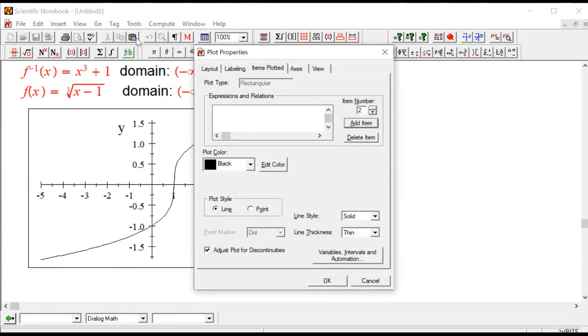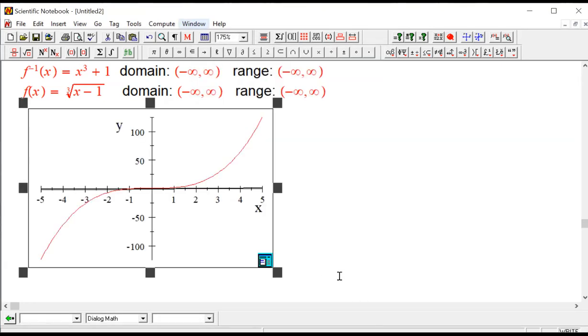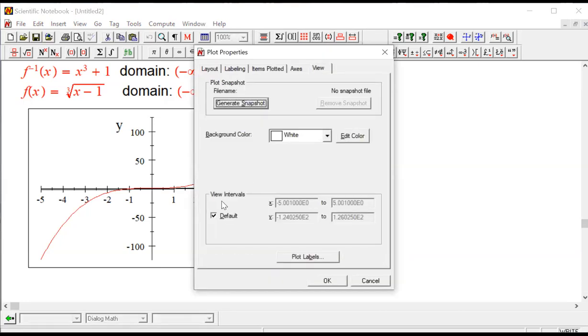This guy, we'll make it red for that distinction, right? This is kind of hard to see. So let's make some adjustments. So they're separated.